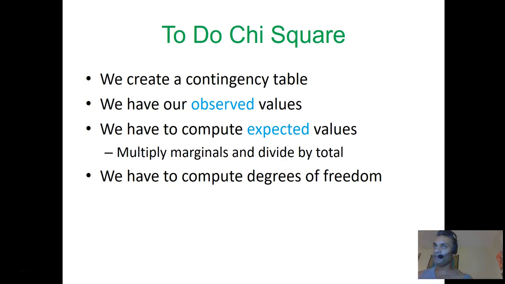That's what we observe. What we expected, if the null were true, if things were random, are essentially the marginals divided by the total. And the marginals, again, are the totals at the end of the rows and the columns multiplied by each other, divided by the total. If things were truly random, then the marginals would give us the expected values.